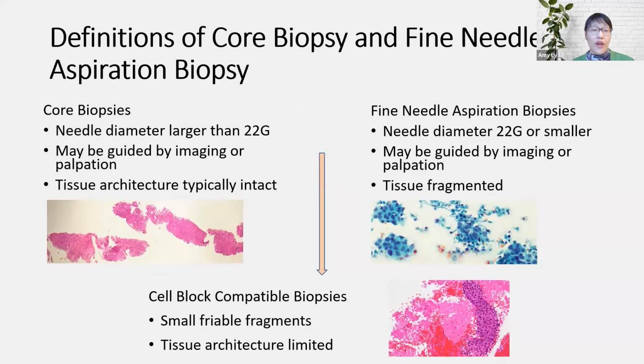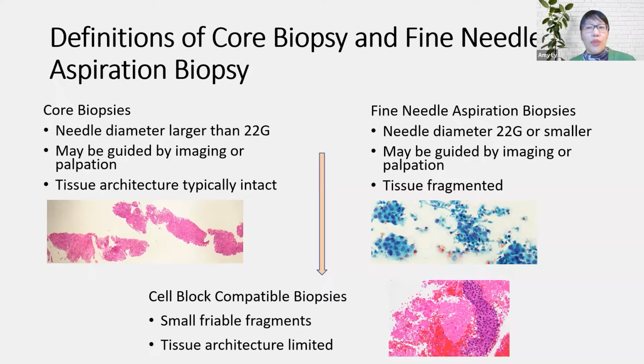So first, let's define core biopsy and fine needle aspiration biopsy. Core biopsy has traditionally been defined as using a needle diameter larger than 22 gauge, and this can be performed under ultrasound, CT, MRI guidance, or it can be done by palpation, especially if the lesion is pretty superficial. When you obtain tissue, the tissue is typically intact, and therefore tissue architecture is readily appreciable.